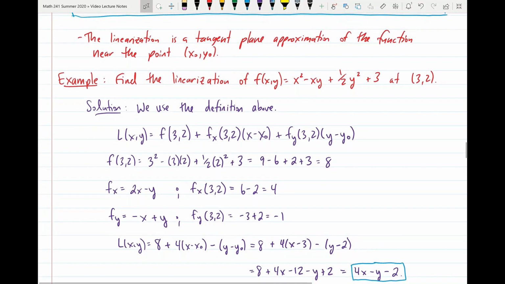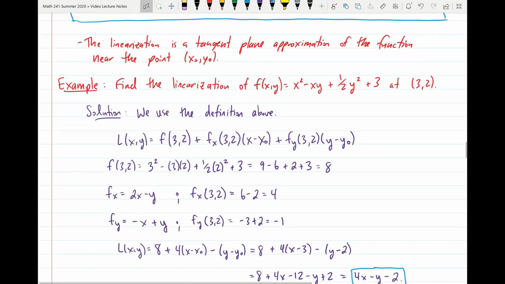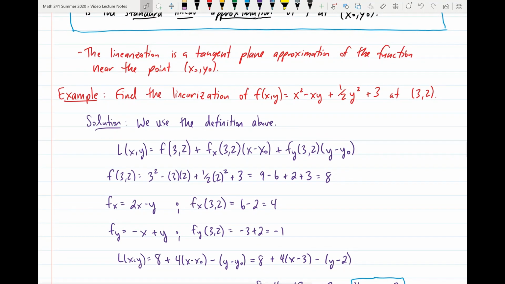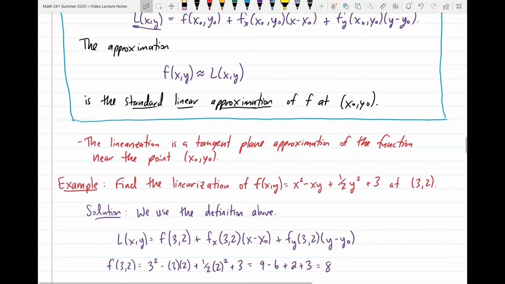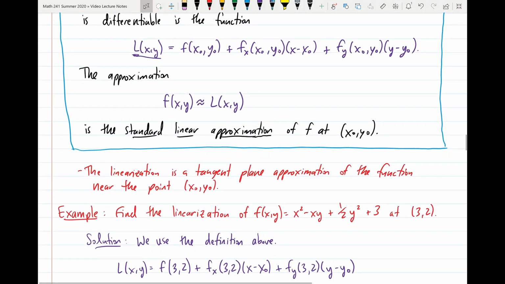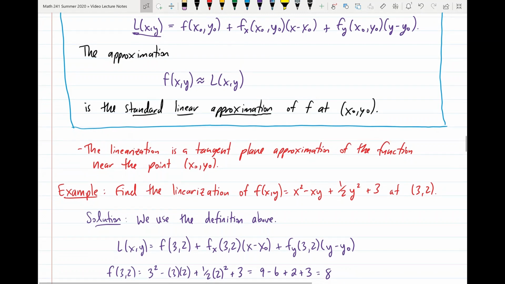Okay, so let's go into an example where we want to find the linearization of a function. We find the linearization of the function f of x, y equals x squared minus xy plus 1/2 y squared plus 3 at the point (3, 2). To do so, we're just going to use the definition above and find the appropriate expressions to use that definition.